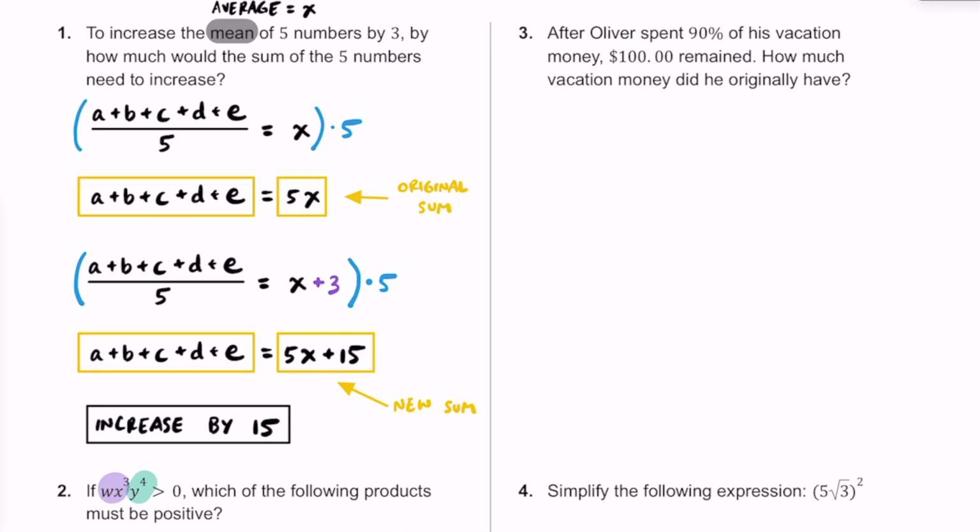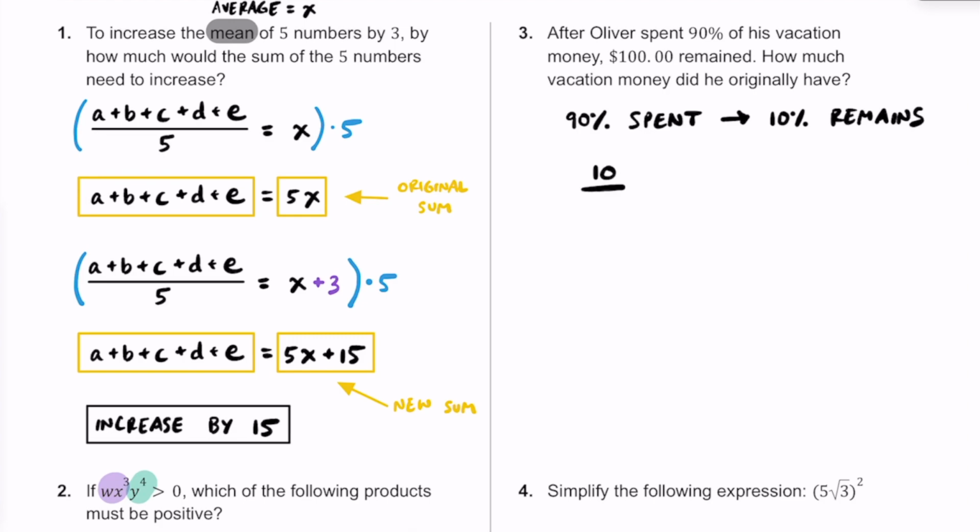For number 3, we have: after Oliver spent 90% of his vacation money, $100 remained. How much vacation money did he originally have? So we know that 90% of the money was spent, which means that 10% of the money remains. So this 10% we know is going to be $100. We can go ahead and set this up.